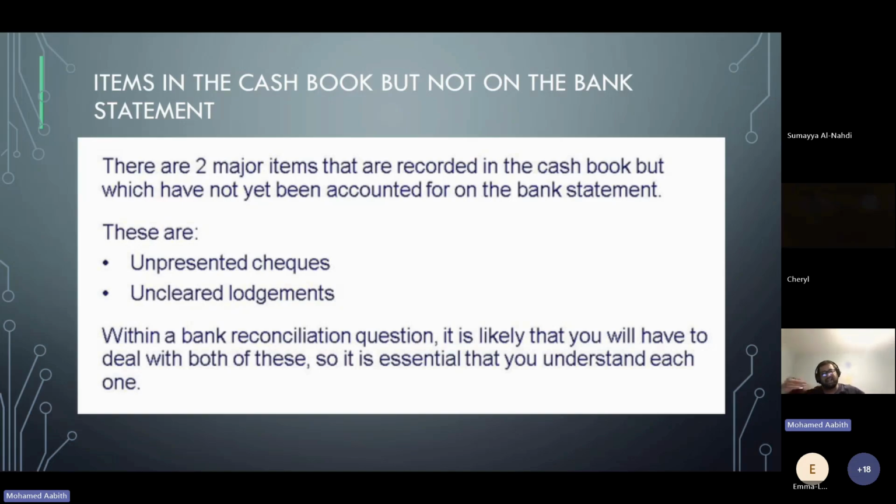That means once they are received, they will increase my bank balance. On the opposite, the unpresented checks, once they go through the bank account, will reduce my bank balance. So those are two concepts we have to remember. A bank reconciliation question is likely to deal with both of these, so it is essential you understand each one of them. Uncleared lodgements get added to your bank balance in your bank statement, not your cash book. I'm talking about the bank statement. Unpresented checks get taken away.